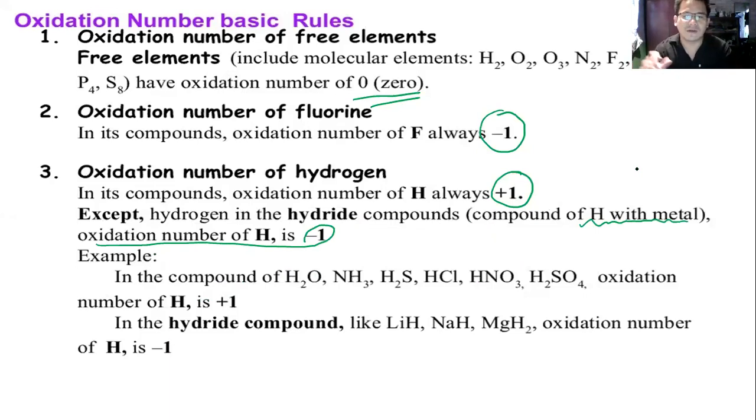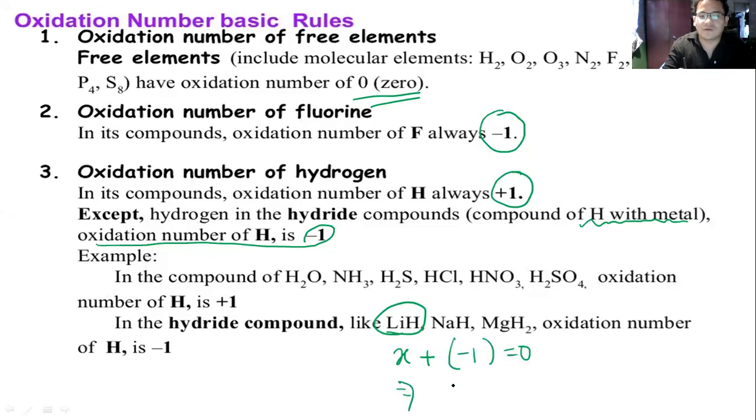If hydrogen combines with a metal, the oxidation state of hydrogen is -1. Say, for example, lithium hydride. Lithium lies well above hydrogen in the electrochemical series, which means lithium is far more reactive than hydrogen. So if you want to find the oxidation state of lithium, you say X plus (-1) equals 0. The unknown is always taken as X. X will always be equal to +1. So what will be the oxidation state of lithium in lithium hydride? +1 to -1. Okay, same thing for sodium hydride, magnesium hydride.